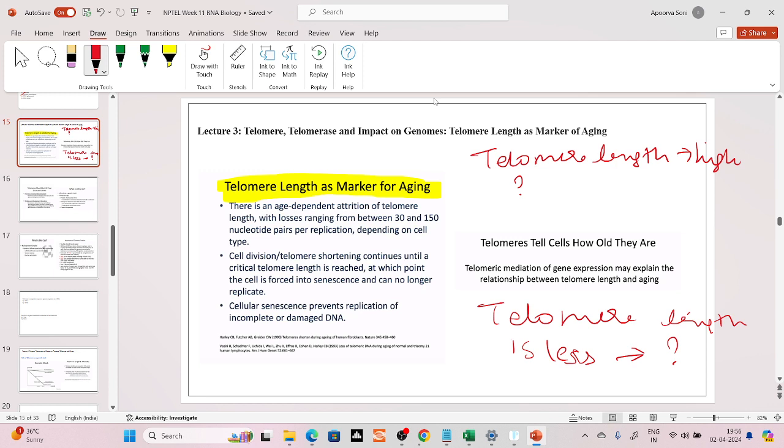So I think now this concept is clear to everybody that there is an age dependent attrition of telomere length, which loses between 30 to 150 nucleotide pairs per replication depending on cell type. Means after every cell replication, approximately 30 to 150 nucleotide pairs of telomeres are lost after every replication.